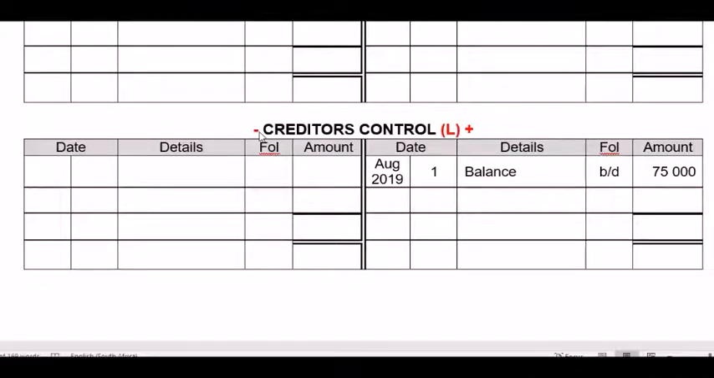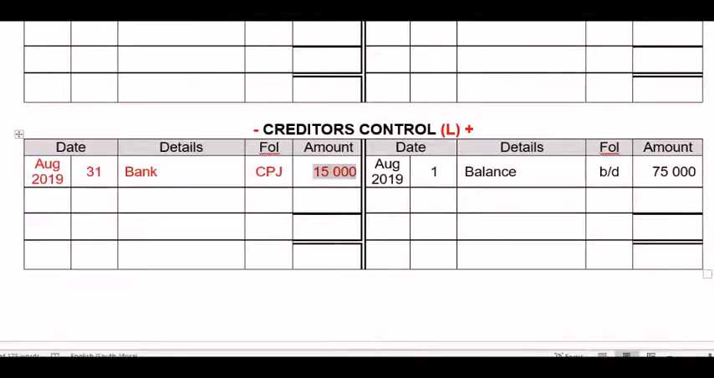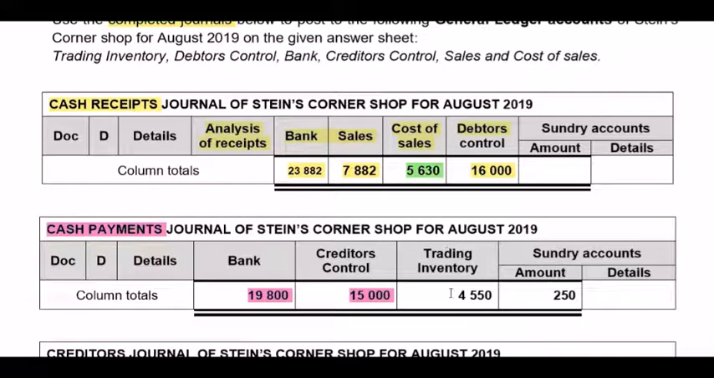So on the debit side of creditors control, you will have to write August 2019, the 31st, bank. Why bank? Because the money that we used to pay our creditors with came from our bank account. Okay, we got this value from the CPJ and the amount was 15,000 Rand. Then the last column in the CPJ that we are going to use is the trading inventory column. Okay, what this means is that we've bought trading inventory and we've paid for it in cash. So it goes to the side where our trading inventory increased because now we've got more stock in our store.